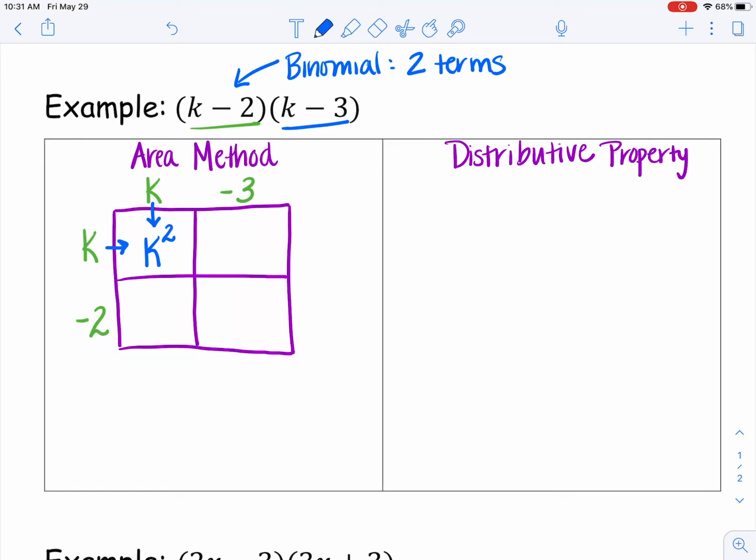Right, we're going to move along. So now the top right box is actually k times negative 3, which would give me negative 3k. Okay, let's look at the second row. I have negative 2 times k, which gives me negative 2k. And then in my bottom right box, I have negative 2 times negative 3, which will give me a positive 6. Inside of this box is your quadratic. So we're just going to write it out. k squared minus 3k minus 2k plus 6.